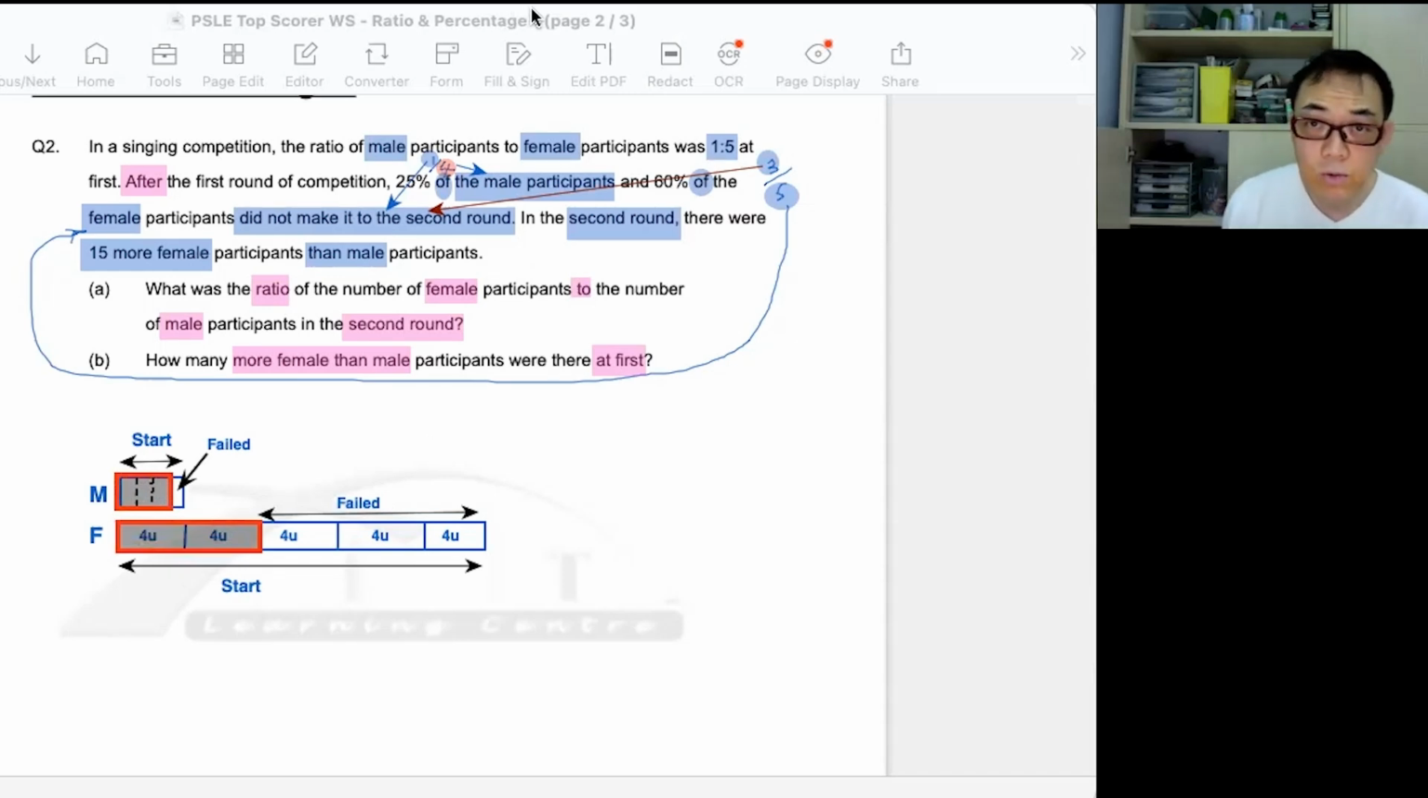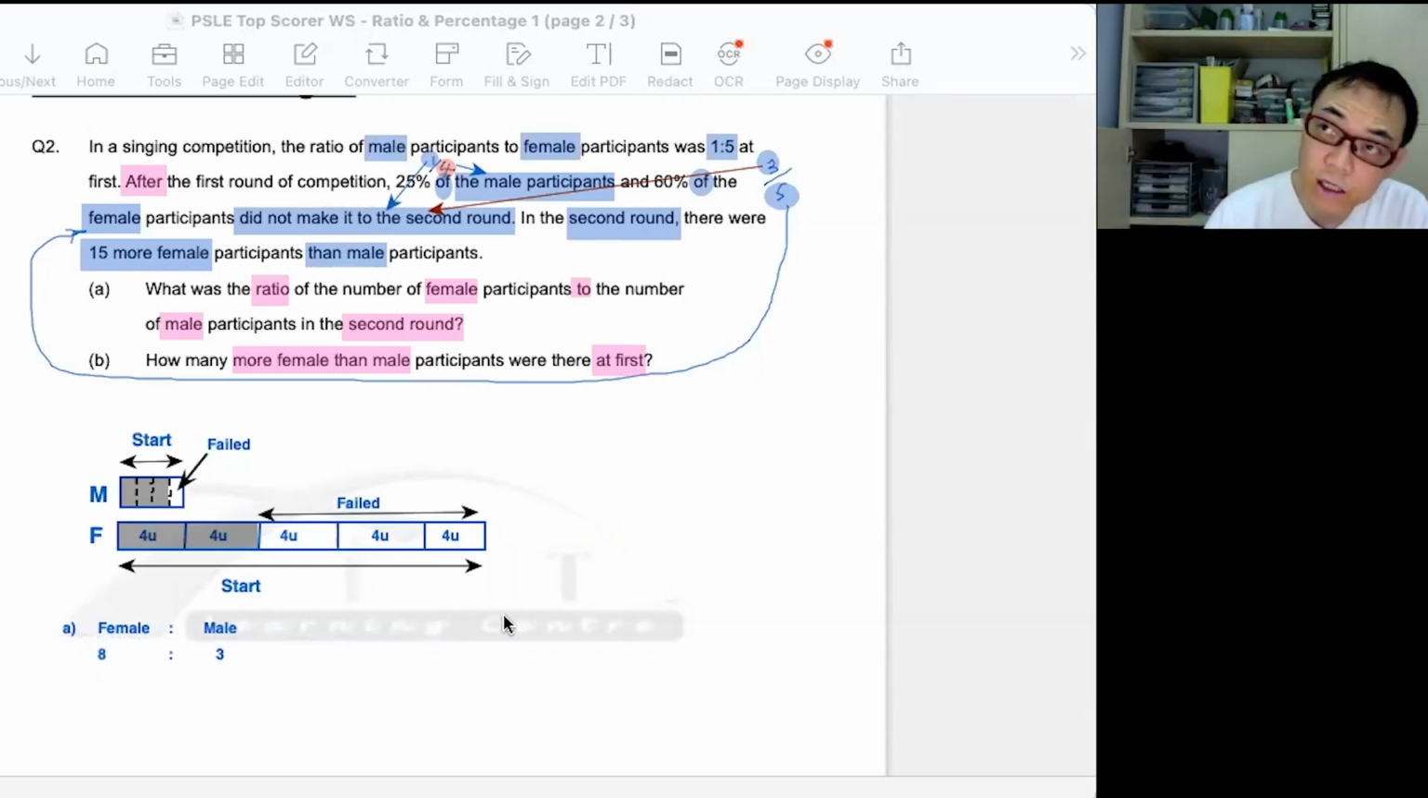Okay, so I'm just going to put it here. Part A, female to male, and then I'm going to put the answer below. All right, so this is the answer for the female to male for A. Now we go to the second part.